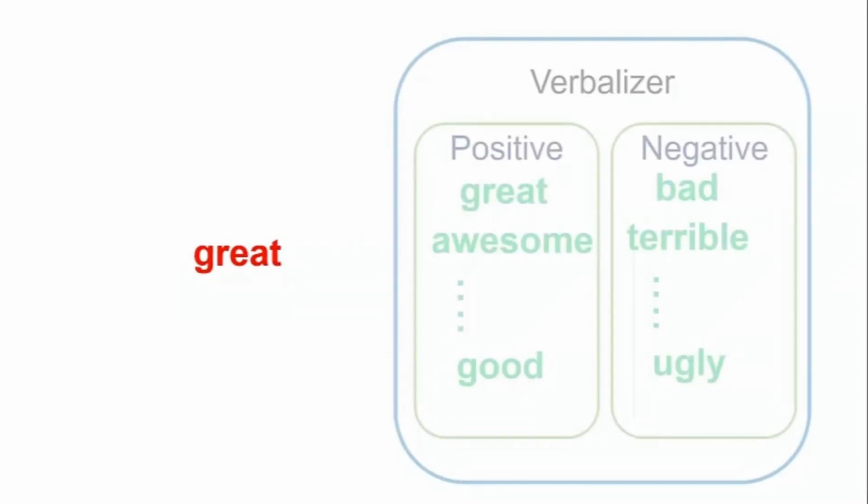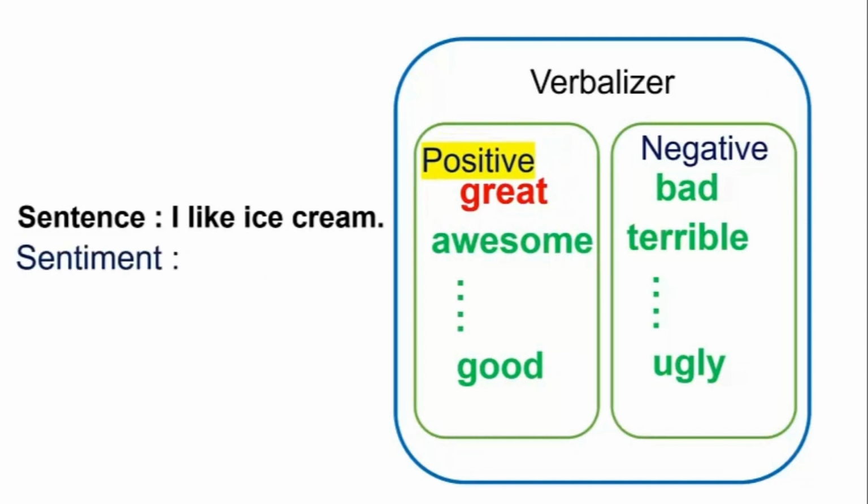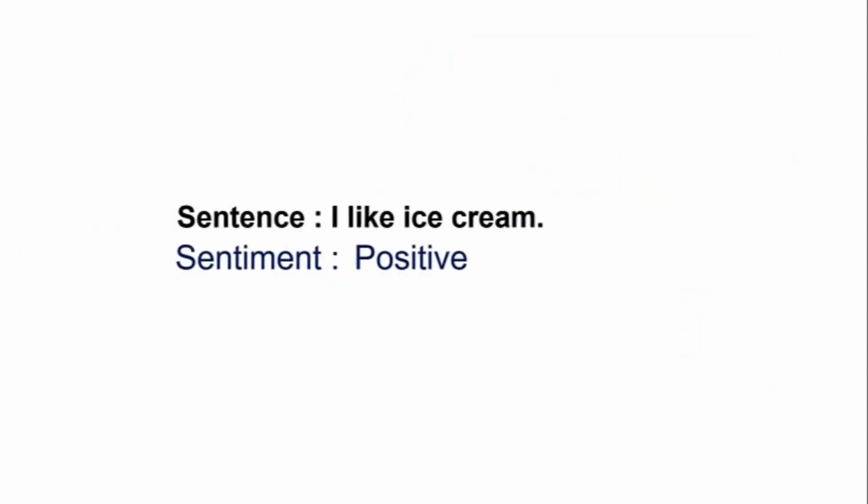Then the answer will be sent to the verbalizer. Verbalizer checks whether the answer is in one of its answer spaces. Then that answer will be mapped to the relevant label, which is the classified sentiment of the sentence.